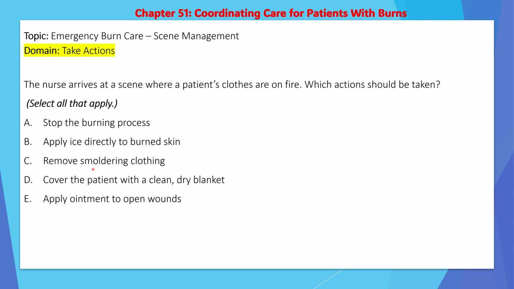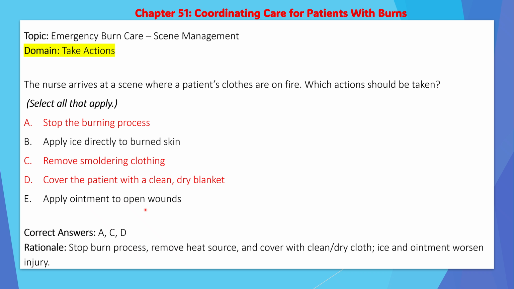C. Remove smoldering clothes. D. Cover the patient with a clean, dry blanket. E. Apply ointment to the open wounds. Stop the burning process, remove smoldering clothing, and cover the patient with a clean, dry blanket. So stop the burn process, remove the heat source, and cover with a clean, dry cloth. Ice and ointment worsen the injury.